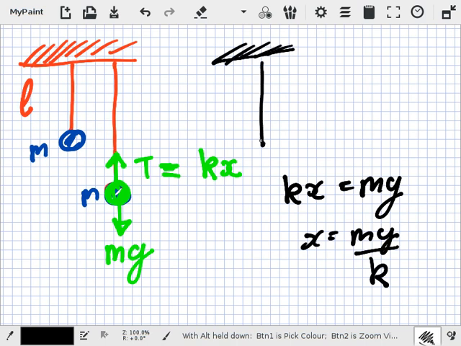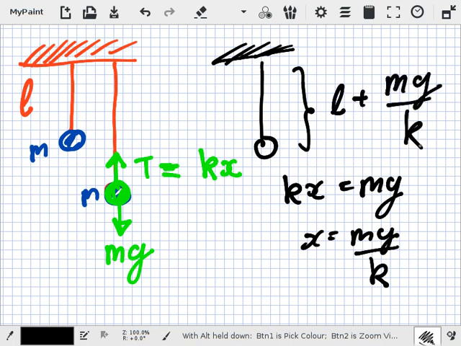Alright, so let me draw this picture again. Here it is here. And what's the length? The length is L plus mg over k. That's what I'm saying.